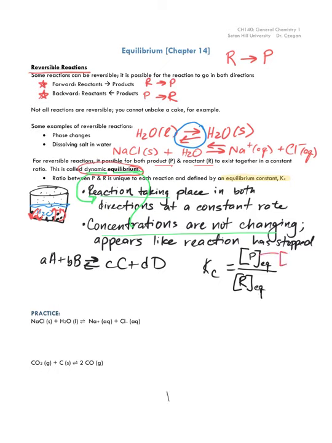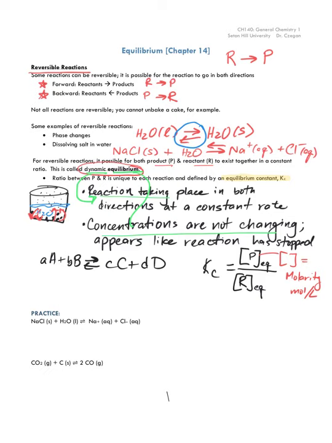This bracket symbol here is an abbreviation for molarity, or moles per liter. So what this equation is really telling us is it's a ratio of the concentration of the products to the concentration of the reactants. So this is the generic form of the equation, products over reactants. What do we do if we're actually working with an equation?